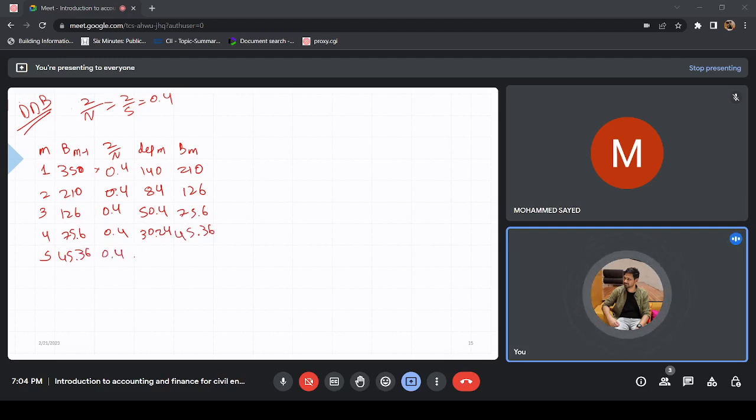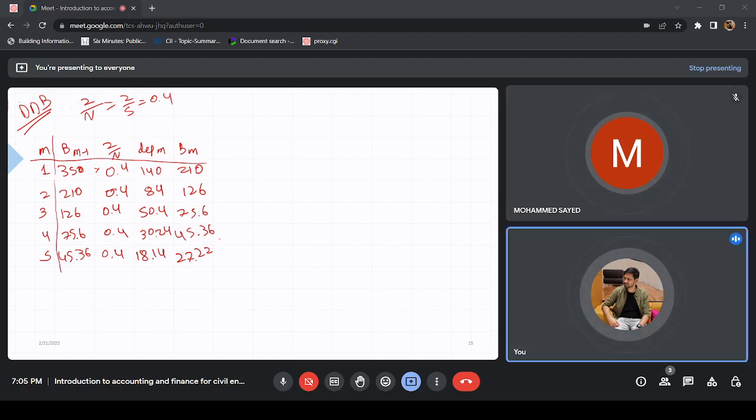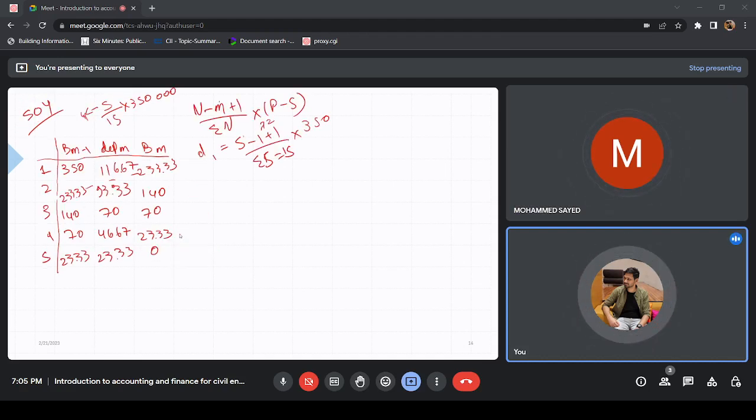into 0.4 is 18.14. So this becomes 27.22, right? Yes. So as you can see, we are getting some value here, but in the previous two cases we were getting book value as 0 at the end of its useful life.